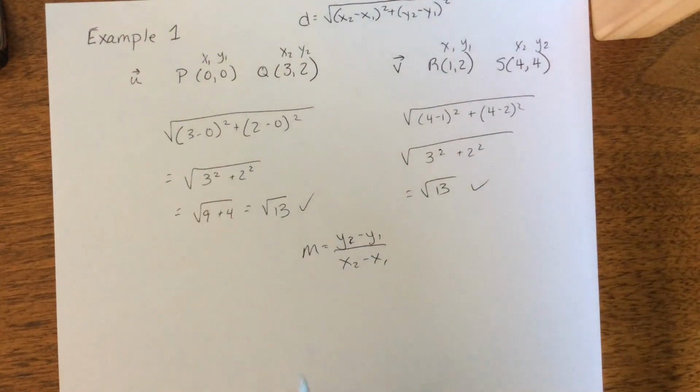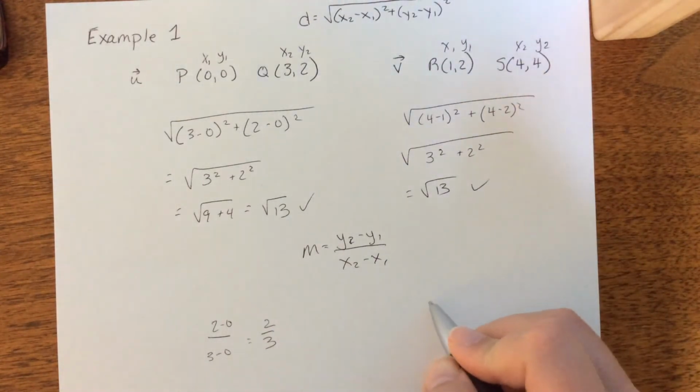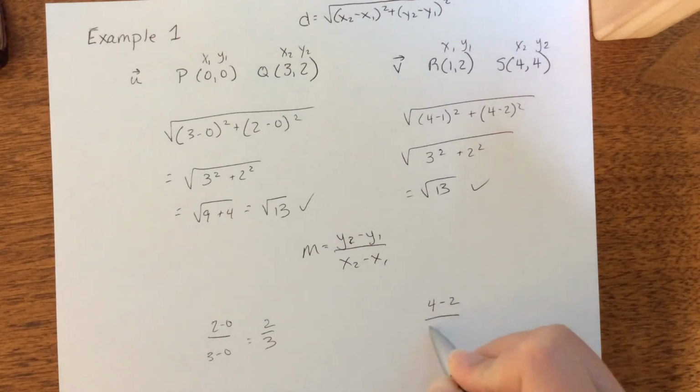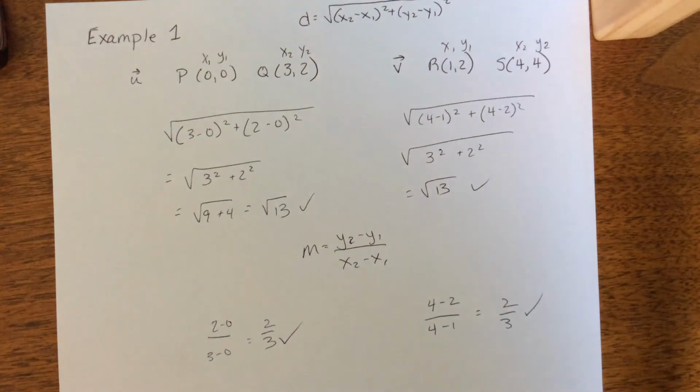So if we look at u, that would be 2 minus 0 over 3 minus 0. So this one, my slope's 2/3. Let's do v now. So y2, so 4 minus 2 over 4 minus 1, 2 over 3. So our slopes check, so same magnitude, same direction. So yes, these are equivalent.